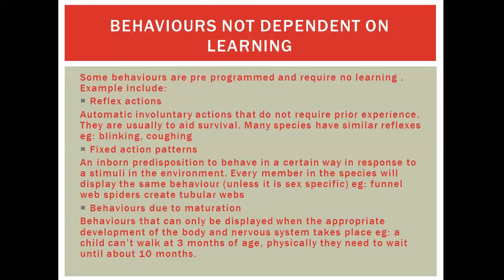The other third behaviour is behaviours due to maturation. So this means that, for instance, if you take a newborn baby, you can't make them walk. So you can't teach them to walk. They're not capable of learning that yet because their nervous system and their body is not at the appropriate level of development. So some behaviours simply can't be learnt, but we have to wait till our body is able to mature, and then once it is in the right level of maturation, you will be able to display this behaviour.